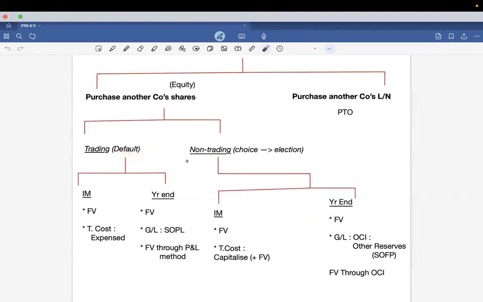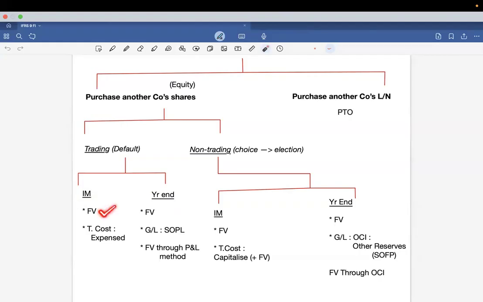Sometimes the question would have a choice. They would specifically mention that it is a non-trading instrument. If nothing is mentioned, it is a trading instrument. So there are two categories of measurement; under that, there is an initial measurement and there is a year-end measurement. This we are talking about for trading instruments, so we are looking forward to selling this in the future as soon as we are ready, right?